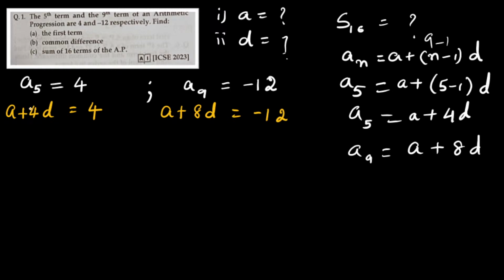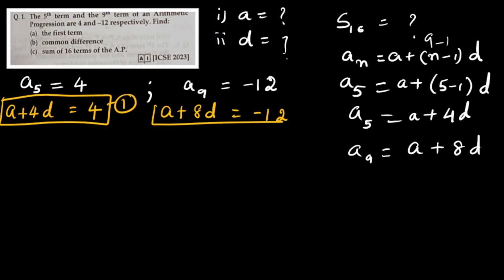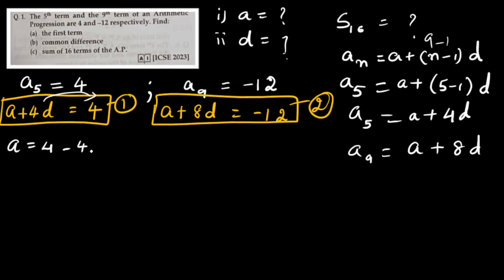So here we have gotten two equations. So this is the first equation and this one is second equation. Now here we have to use the concept of linear equations in two variables and solve for a and d. I am doing the question using substitution. You can use any other method also here, cross multiplication or elimination method also. So from first equation I am going to find the value of a by shifting 4d to other side. So I'll get a is equals to 4 minus 4d.